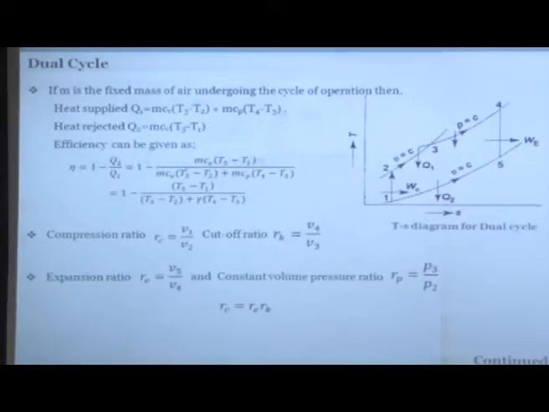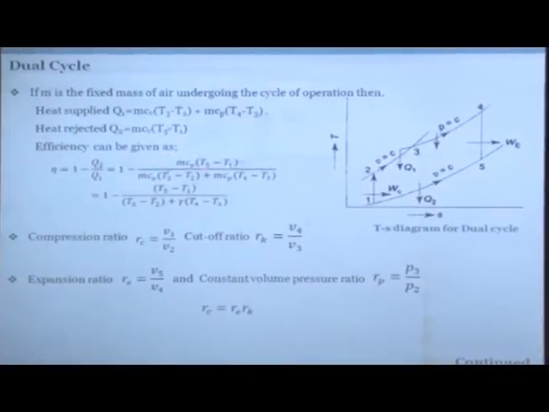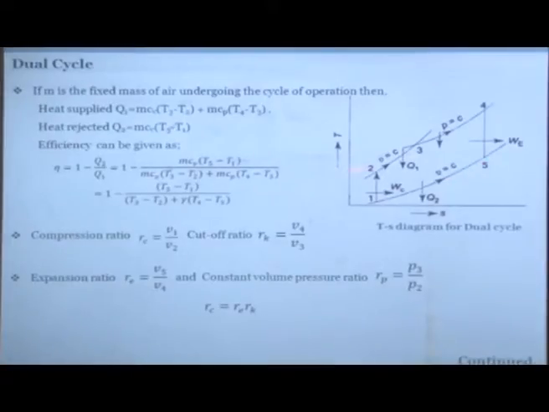If you have to analyze this, what changes? Basically the heat addition step will change, where part of the heat is added at constant volume and part at constant pressure. And then heat rejected remains the same. So efficiency, you have to define as the heat rejected divided by the heat addition in this step plus the heat addition in this step. This is the expression for efficiency.